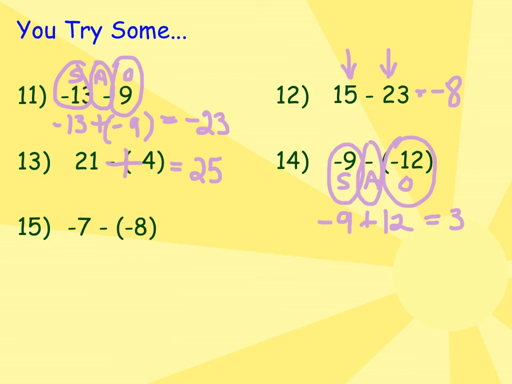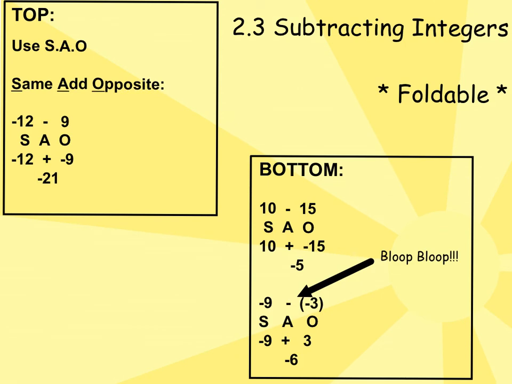And last but not least, negative 7 minus negative 8. I can bloop bloop right here in the middle, so my problem ends up just being negative 7 plus 8, which is positive 1. Way to go, way to stick through it. If you are making a foldable for this lesson, go ahead and fill in the section on subtracting integers. Make sure you explain what SAO is, how it means same, add, opposite, and then also make sure to include something about bloop bloop or big plus when you have that minus and that negative in the middle.